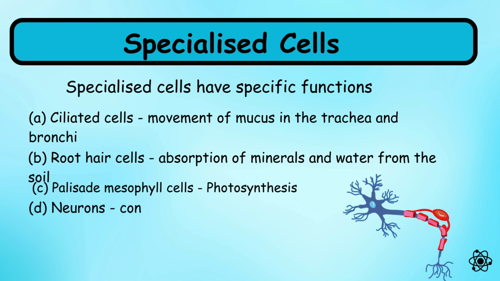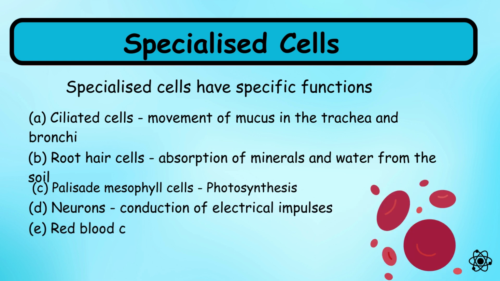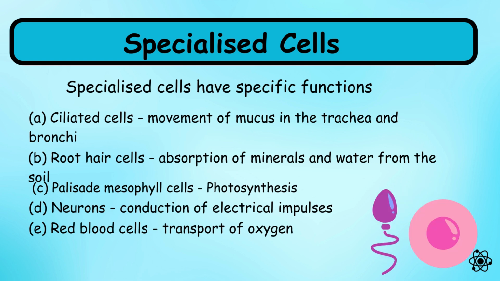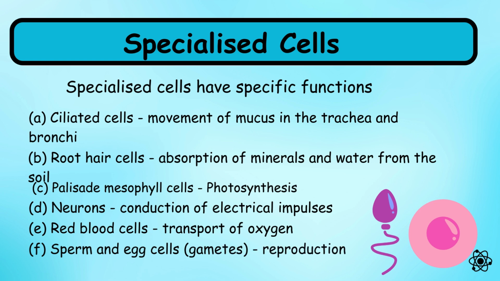Neurons are the nerve cells that help to carry electrical impulses from one place to another. Red blood cells contain hemoglobin which helps transport oxygen throughout the organism. Sperm and egg cells, also known together as gametes, are responsible for reproduction. The nuclei of these two cells fuse and lead to the development of an embryo.